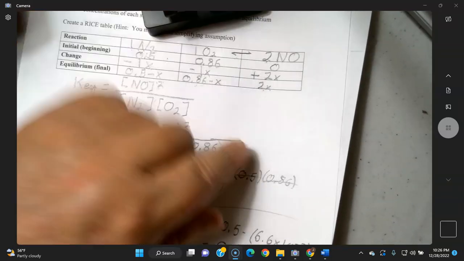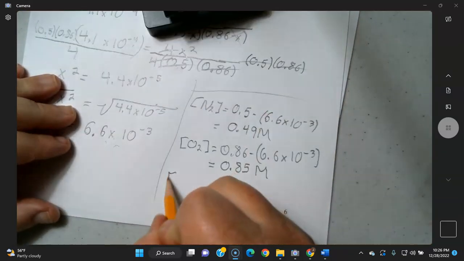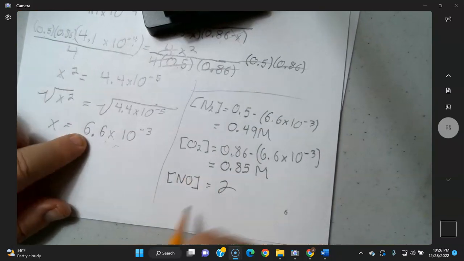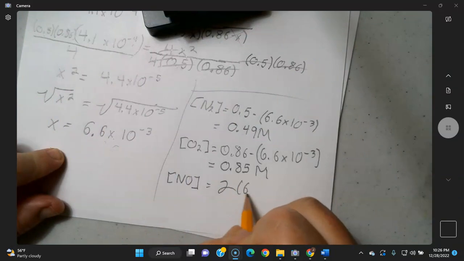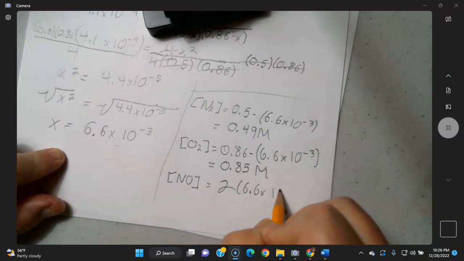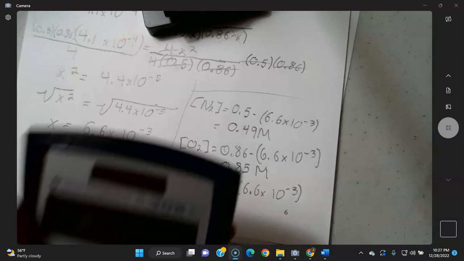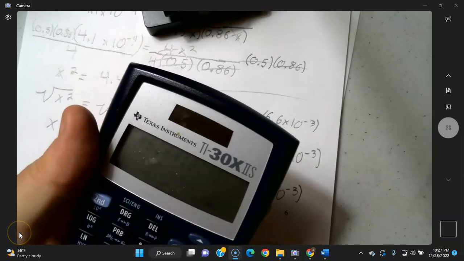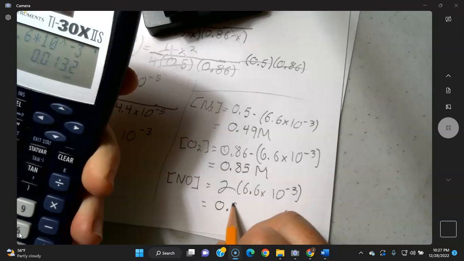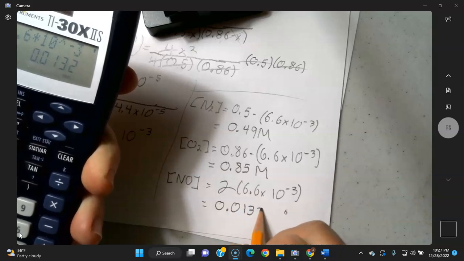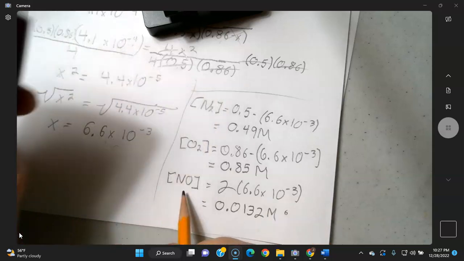And finally, the last one is 2x. That's for NO. That's 2 times this number. Okay, and that's going to give us 0.013. It's a big enough number we don't have to use scientific notation this time. Molar, and that's for the NO.